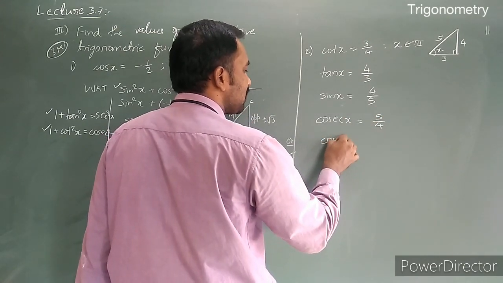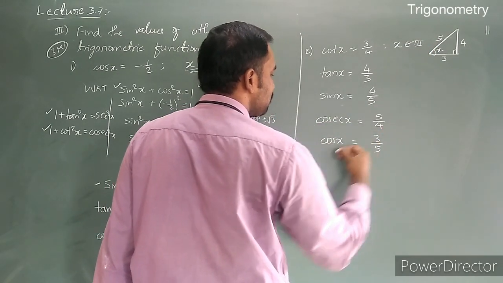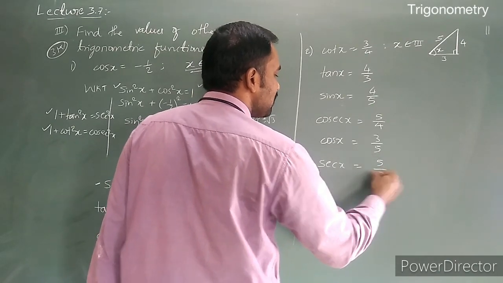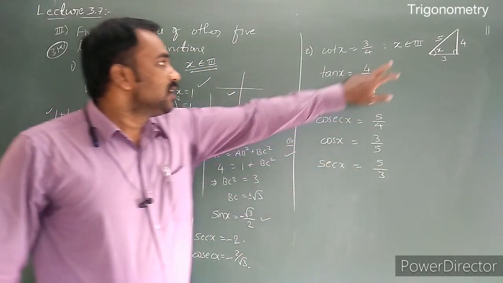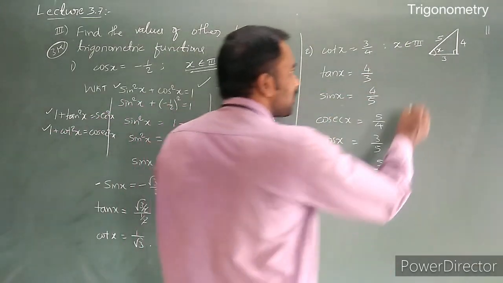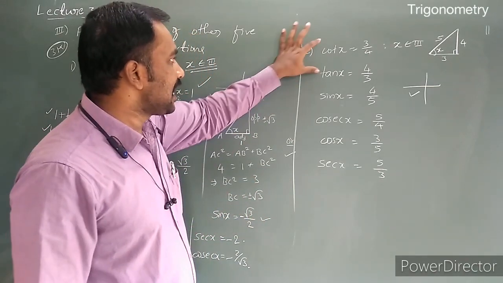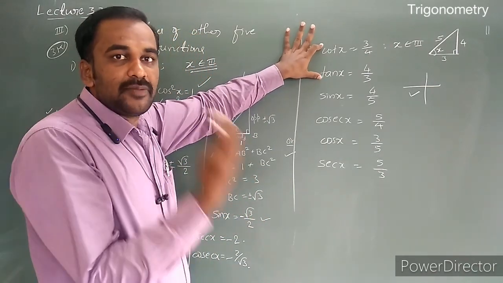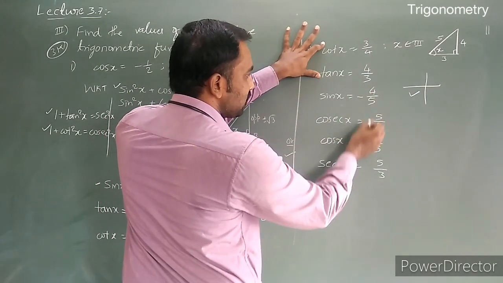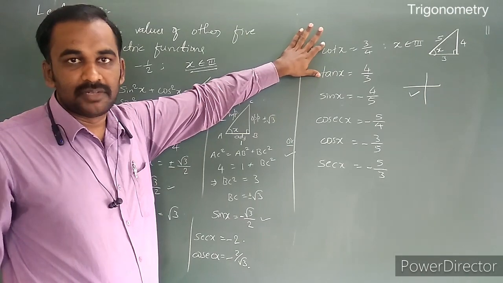Next, cos x is adjacent divided by hypotenuse, 3 by 5. Next, sec x is 5 by 3. Now, the given angle lies in which quadrant? Third quadrant. In the third quadrant, only tan and cot are positive. Remaining are all negative. That's it. Very simple method.